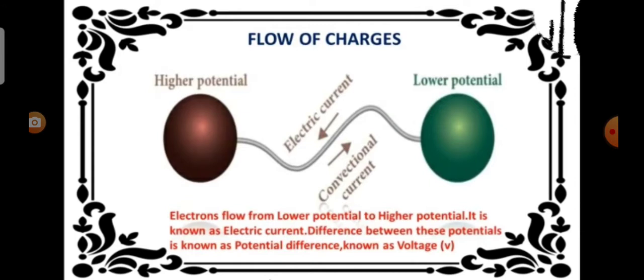Here the positively charged sphere is said to be at higher potential, and the negatively charged sphere is said to be at lower potential. Hence the electrons flow from lower potential to higher potential. This is known as the electric current. The difference between these potentials is known as the potential difference, that is commonly known as the voltage.